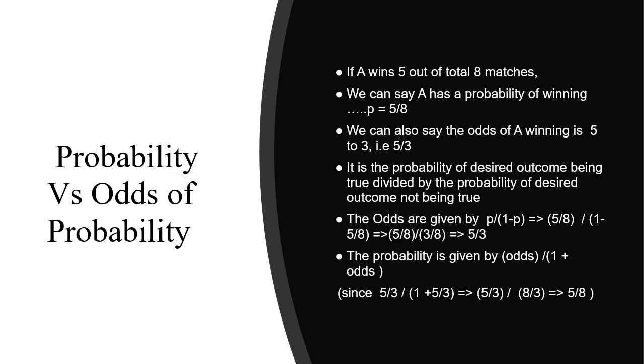In the last bullet you can see the probability can be obtained from odds: odds divided by 1 plus odds. Odds in this case is 5 by 3 divided by 1 plus 5 by 3. If you calculate, it will become 5 by 8. That means you are getting a probability out of odds. So you now understand odds and probabilities are one and the same thing, expressed in different ways, and they can be obtained one from the other.